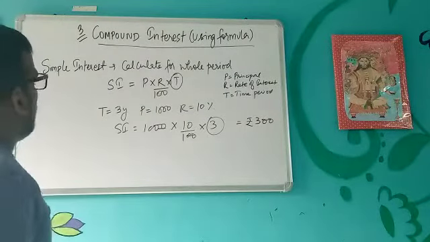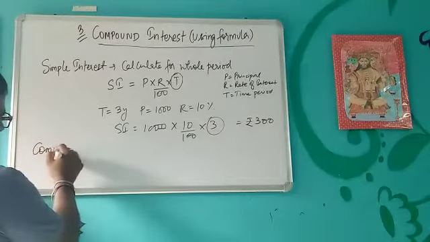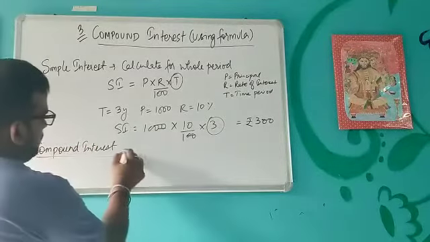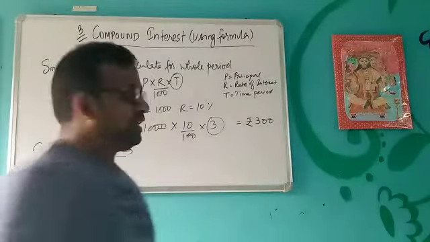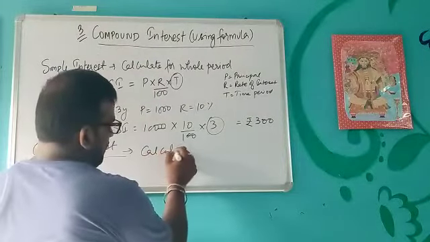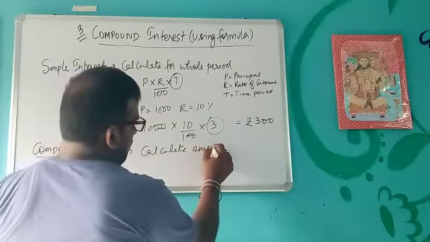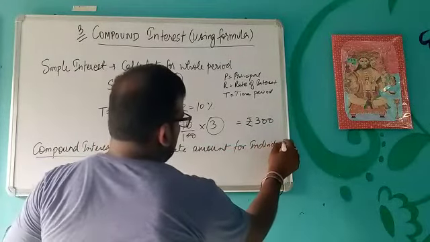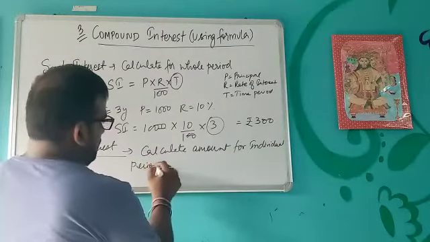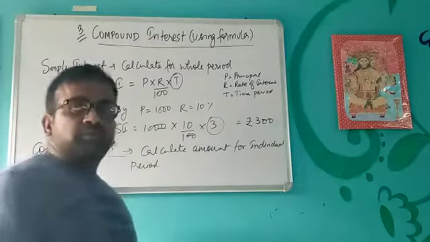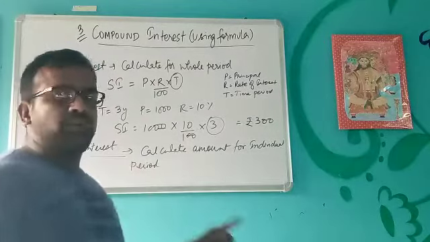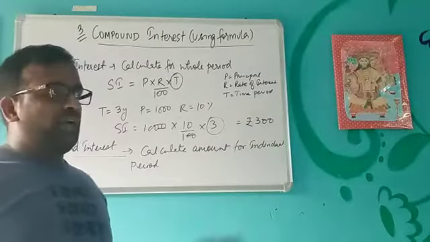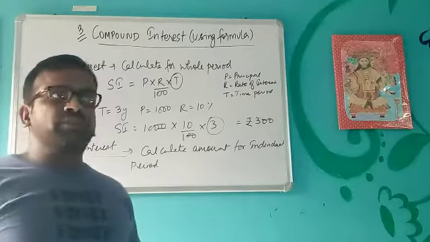But in case of compound interest, how is it different from simple interest? In case of compound interest, we calculate the amount for the individual period. Individual period means if it is for 1 year, then we will calculate the amount after 1 year. If it is half yearly, then we will calculate the amount after every 6 months. And if it is quarterly, then we calculate the amount after every 3 months.